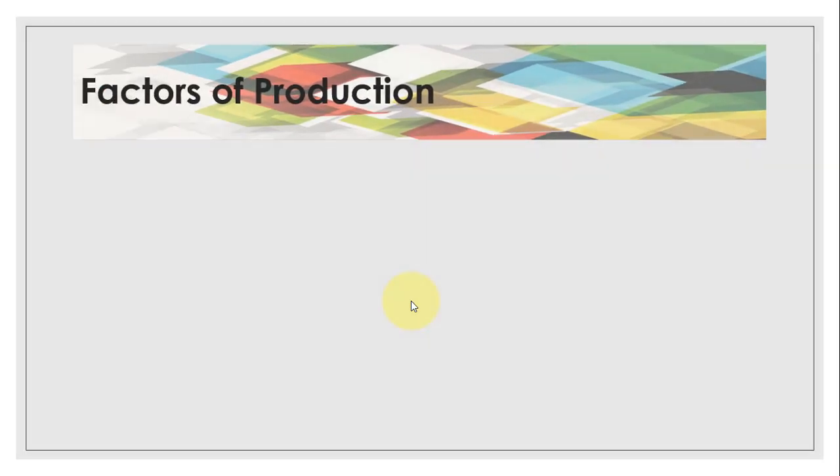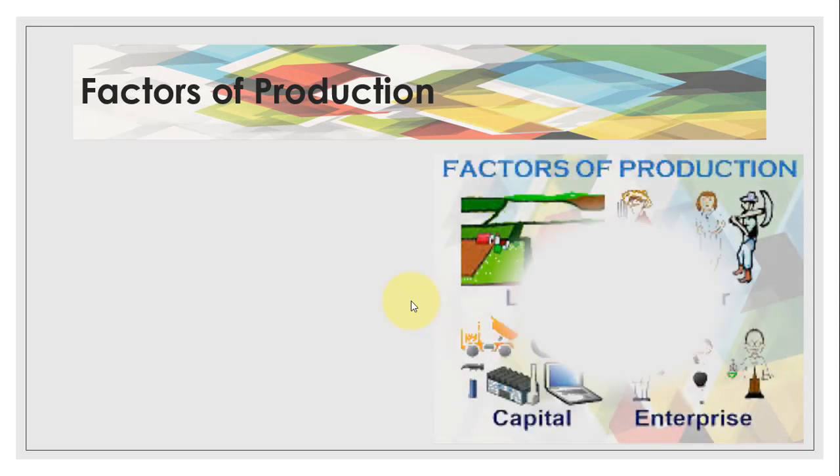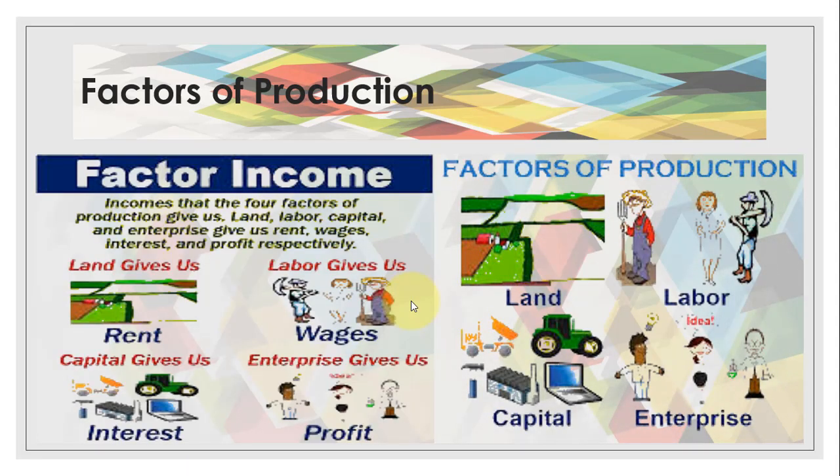Okay students, let us see the earnings of these factors of production. On the right side you can see the 4 factors of production: land, labor, capital and enterprise. And on the left side you can see the factor income. The income of land is called rent. The income of labor is wages, the income of capital is interest, and the income of the entrepreneur is profit.